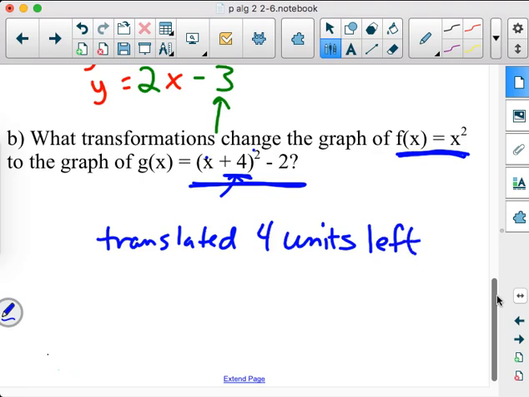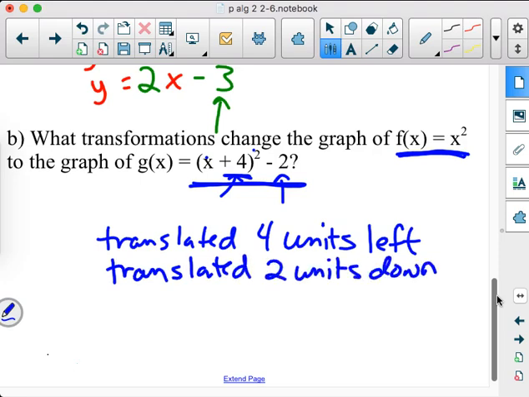That's the one we have to be careful of. The translations that are attached to the x. Notice how there's parentheses there. That is attached to that x. We have to think backwards. Not the numbers in the back, which brings us to minus 2. That one is just normal. We think, okay, a plus is up and a minus is down. So this is also translated 2 units down. And I don't see any other numbers that would be affecting this graph that we didn't already deal with. We dealt with the 4 and we dealt with the minus 2. So left 4 and down 2.